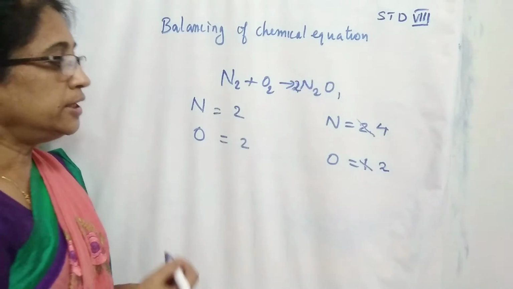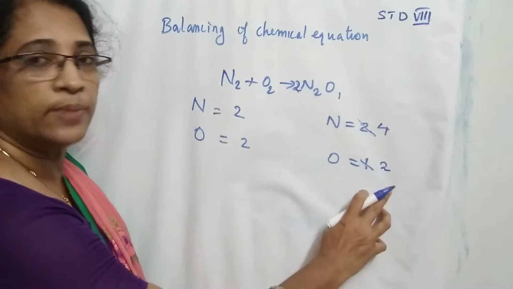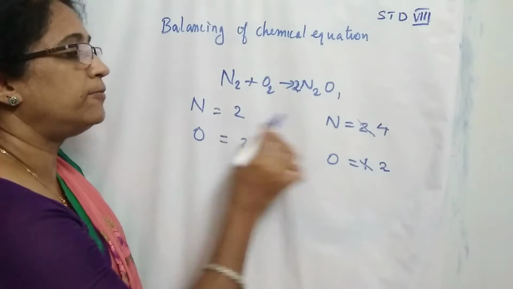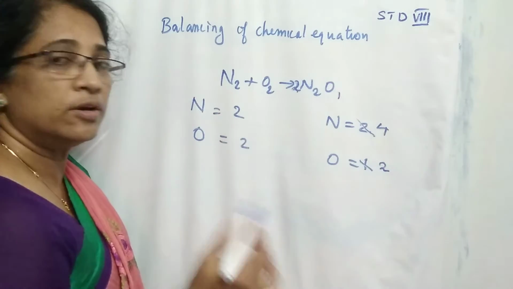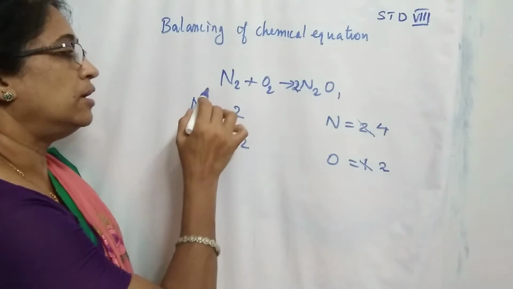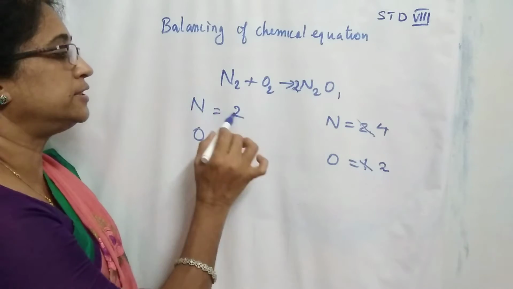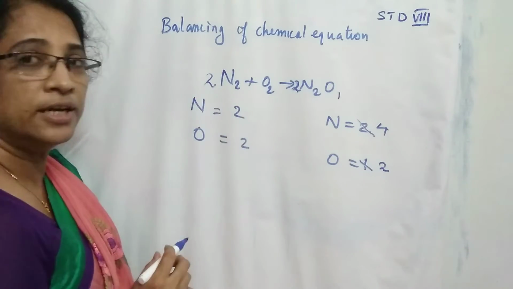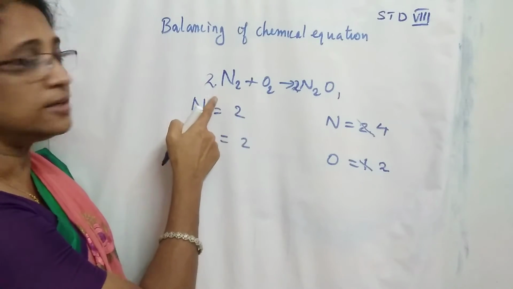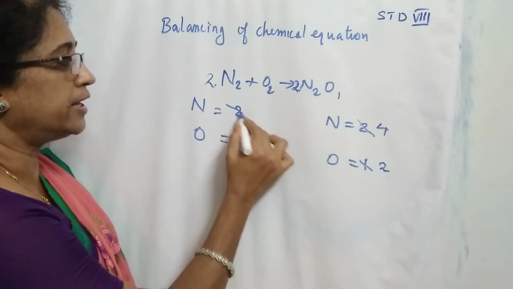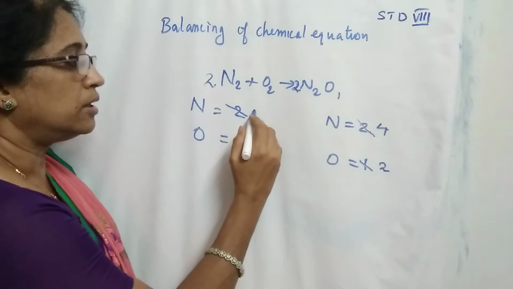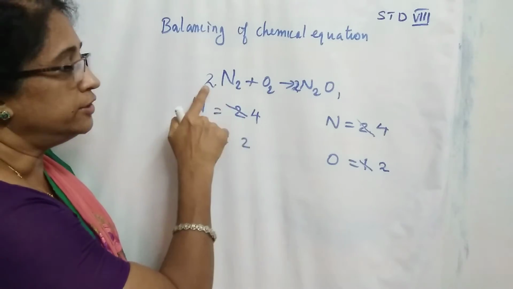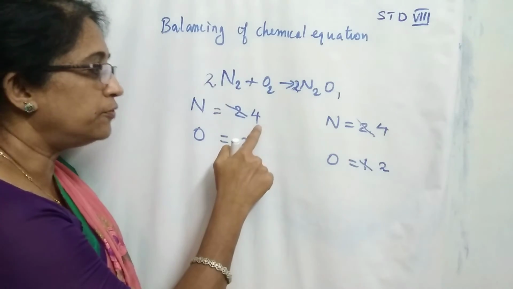Then look, now oxygen is balanced but nitrogen is not balanced. Nitrogen is 2 on the left side and 4 on the right side. So, to get the balanced equation, we have to change the number of nitrogen to 4. So, write 2 as a coefficient along with the nitrogen. 2 2s are 4. Strike out this old number 2 and write the new number 4. 2 into 2 is equal to 4.